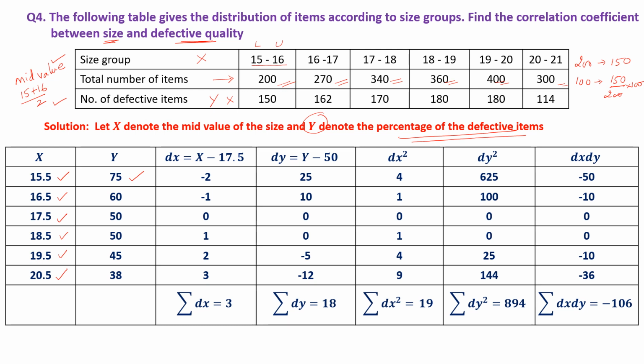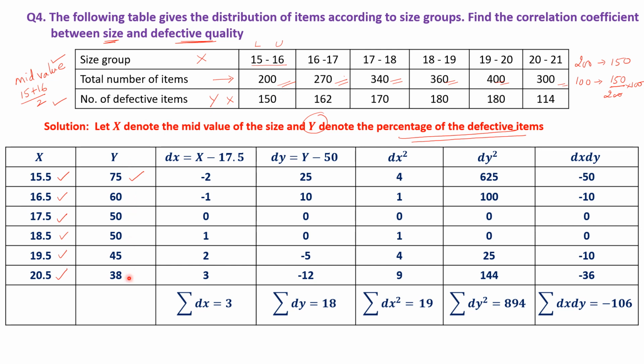So what is the next one? It is 170, and you have 162 out of 270. So what is the percentage? 162 divided by 270 into 100, which will give you 60. Then 170 divided by 340 into 100, which will give you 50. 180 divided by 360 into 100, it will give you 50.